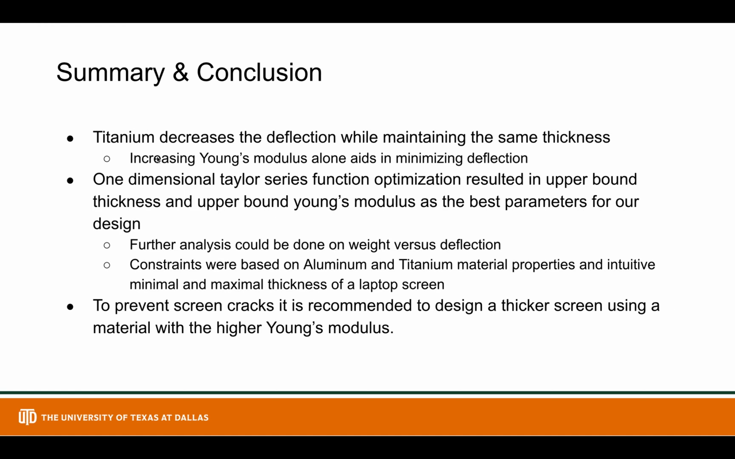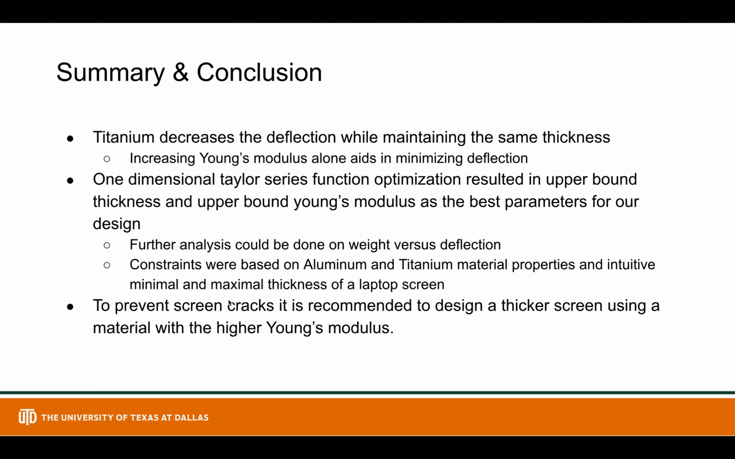So to conclude, again, titanium overall is better than aluminum in order to minimize the deflection while maintaining the same thickness. With our one-dimensional Taylor series function, the upper bounds proved to be the better parameters. In addition to that, we should further analyze weight versus deflection and try to minimize that. We should also look into our constraints and not just limit ourselves to aluminum and titanium. And we should also look at the minimum and maximum thicknesses and how we chose those constraints.